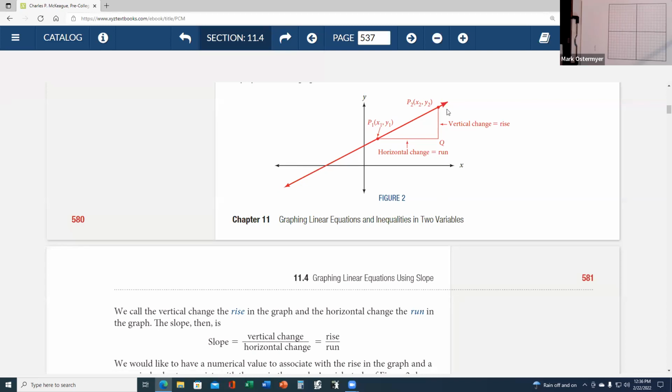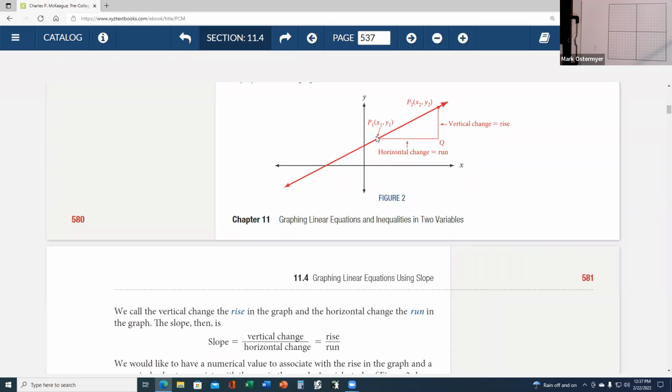Suppose that I graphed a linear equation in the XY plane and it's this red line here. We want to come up with a formula that can actually give us the steepness of this line, or we say the slope of this line. Notice the coordinates of point P1 are x1, y1, and the coordinates of point P2 up here are x2, y2. These are supposed to be two unique points on the line.